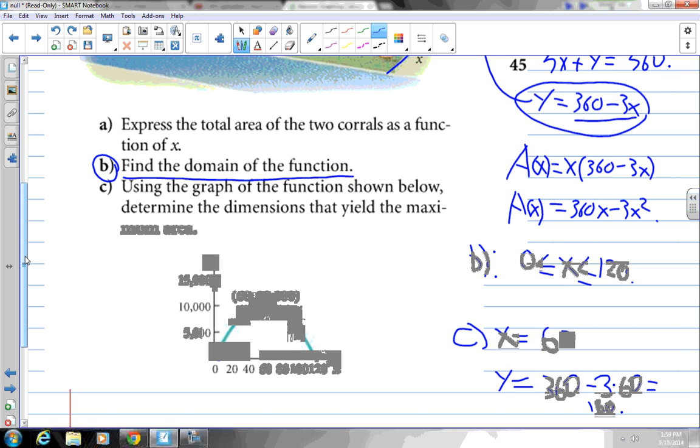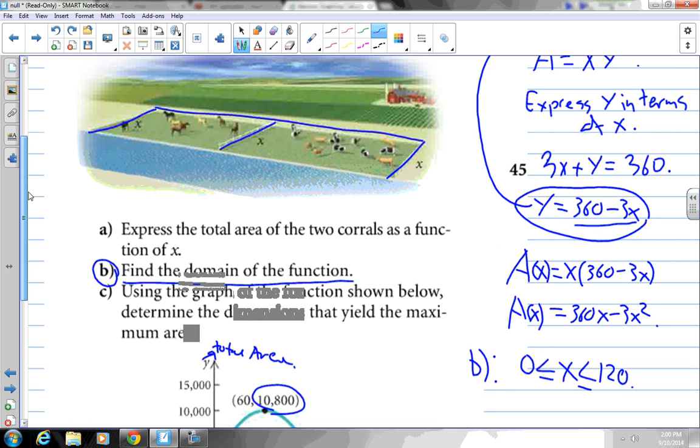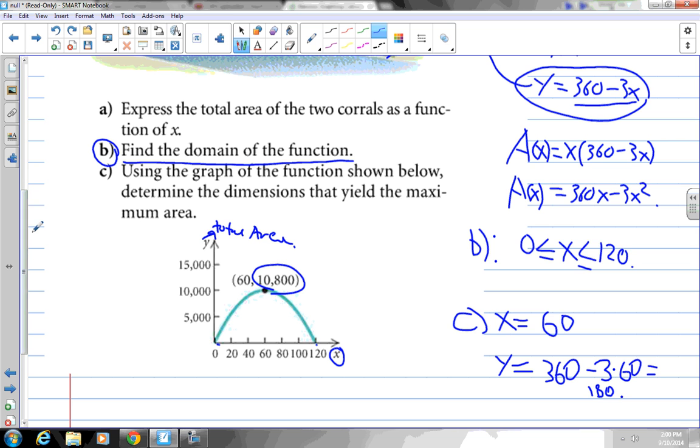So how's that? Yeah? What is the y value of the graph? Oh, well, that's the actual area, okay? Because remember, our function is A of x, so A is the area. So this is really the x, whatever the x is, and this is the total area. So the largest area that you can achieve would be 10,800 square feet or yards, whatever the unit. So yards. The actual maximum area is, if you use 60, 60, 60 and 180 across, 10,800 square yards.